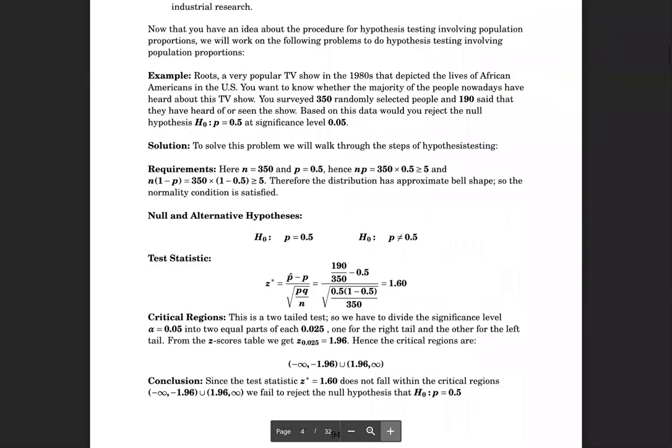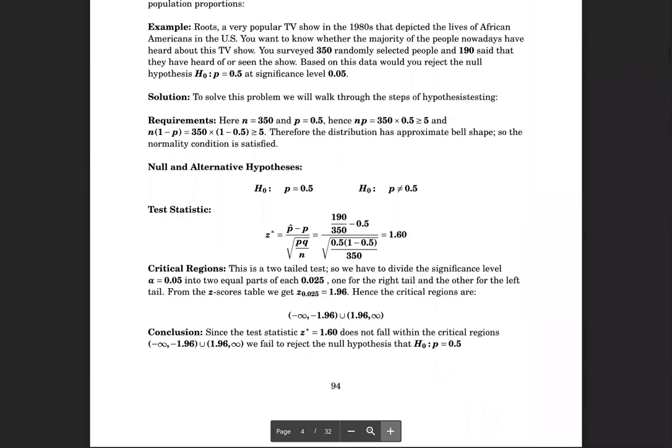All right, so this is a very interesting and very relevant problem. I talked about it last time and also today. Last time was Monday, and yesterday was the verdict, and today I'm doing the same problem. Roots, a very popular TV show in the 1980s that depicted the lives of African Americans in the US. Roots is a book by Alex Haley. If you get a chance, please read it. It's a good book, worth reading.